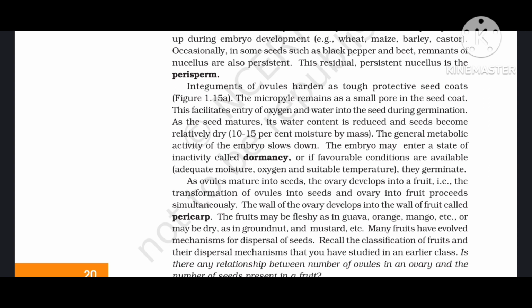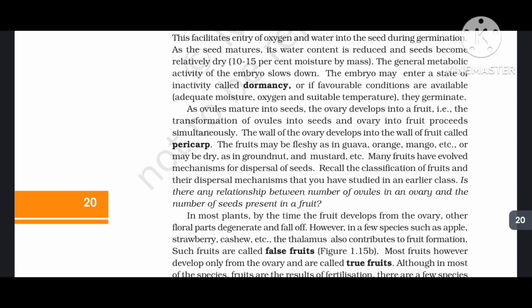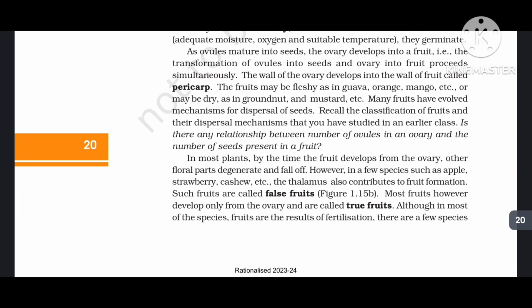Many fruits have evolved mechanisms of dispersal of seeds. Recall the classification of fruits and their dispersal mechanism that you have studied in an earlier class. Is there any relationship between number of ovules in an ovary and the number of seeds present in a fruit? In most plants, by the time the fruit develops from the ovary, other floral parts degenerate and fall off.